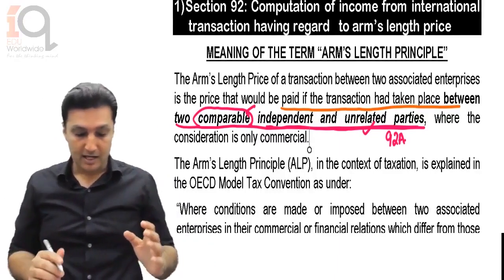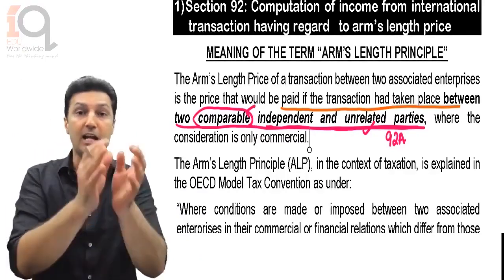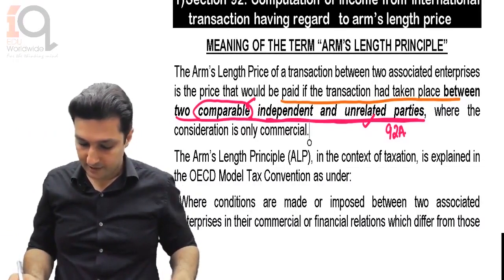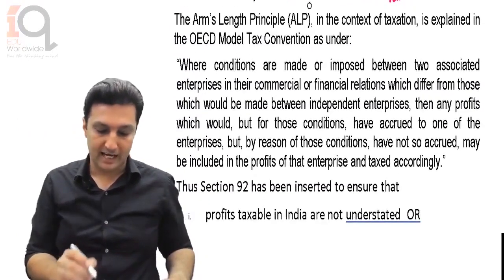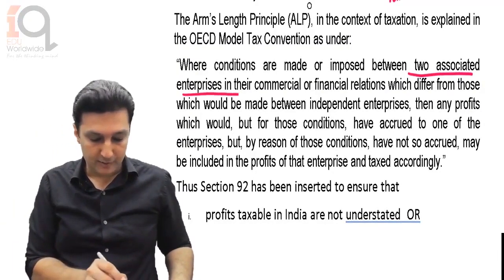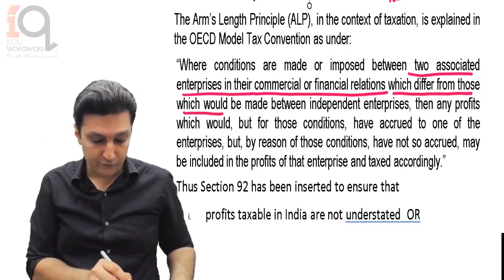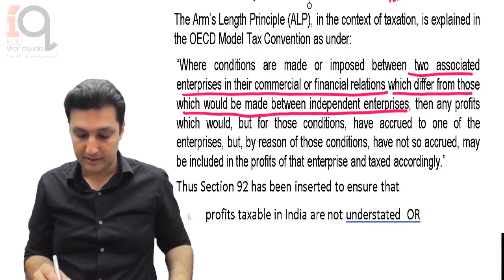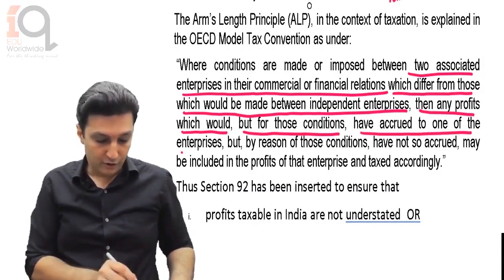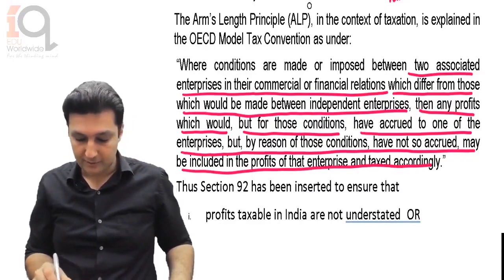So he says the arm's length price is the price that would have been charged had the transaction been with an unrelated party in a comparable transaction. The arm's length price in the concept of taxation is explained in the OECD Model Tax Convention as under: where conditions are made or imposed between two associated enterprises in their commercial or financial relations, which differ from those which would be made between independent enterprises, then any profits which would, but for those conditions, have accrued to one of the enterprises, but by reason of those conditions have not so accrued, may be included in the profits of that enterprise and taxed accordingly.